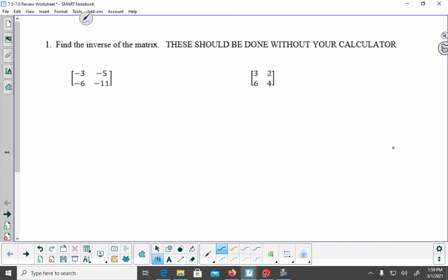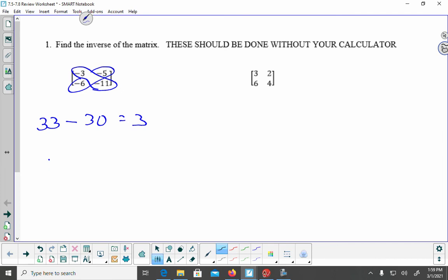If they give me a 2 by 2, I'm going to choose to use the determinant formula. So I'm going to find the determinant first. Negative 3 times negative 11 will be a positive 33, minus 6 times negative 5. Negative 6 times negative 5 will be a positive 30. And that'll just be 3.